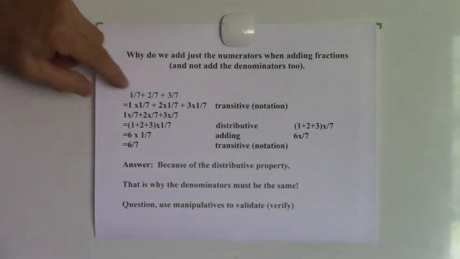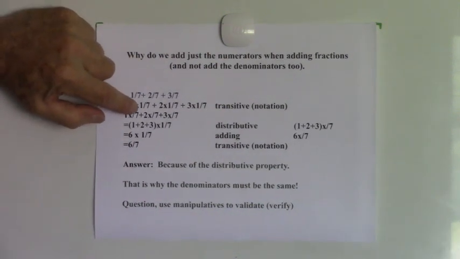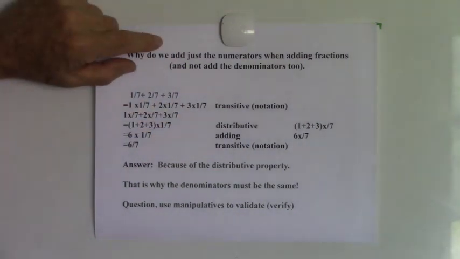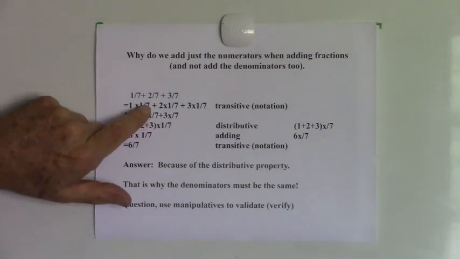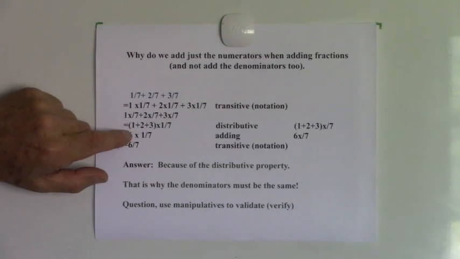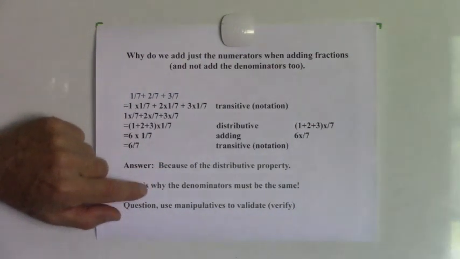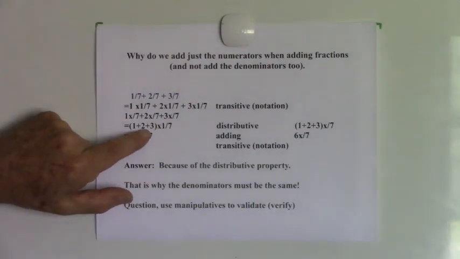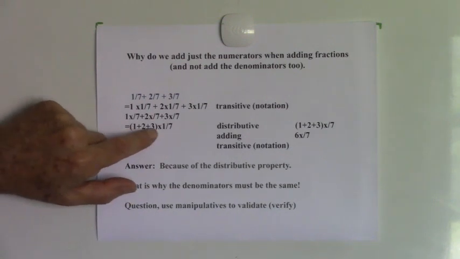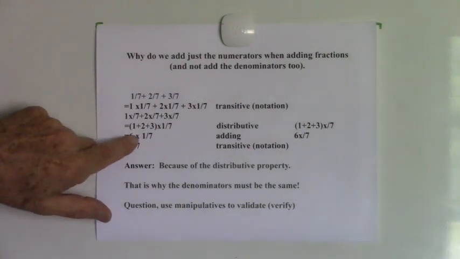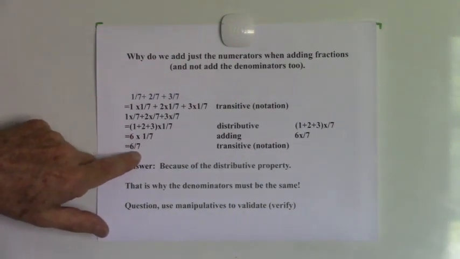But why? Well, remember, 1/7 can be written as 1 times 1/7, 2/7 can be written as 2 times 1/7, and 3/7 can be written as 3 times 1/7. And what we have in here is a common factor, 1/7. And using the distributive property, this could be written as (1 plus 2 plus 3) times 1/7. Because the distributive property says when we multiply something times a group of additions, we multiply it by each one and add them together. But 1 plus 2 plus 3 is 6. And we know that 6 times 1/7 can be written as 6/7.